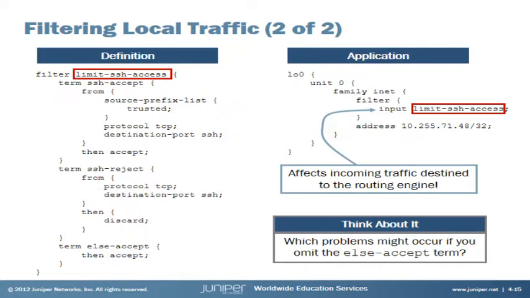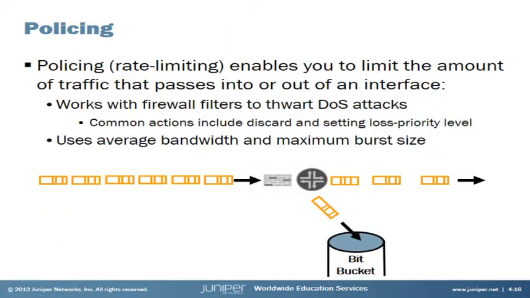Okay, a little note here says, what if we forgot to put the else accept on there? What would happen is nothing would get into our router, because potentially we would block all other traffic, including routing protocol traffic and anything else, if you left that out. So that would be the issue.